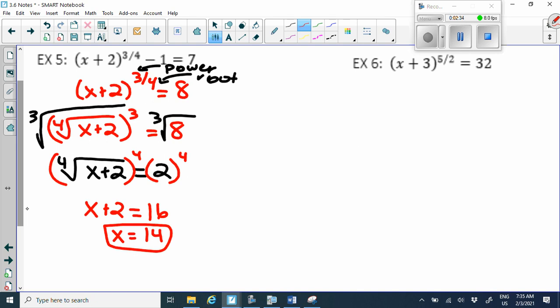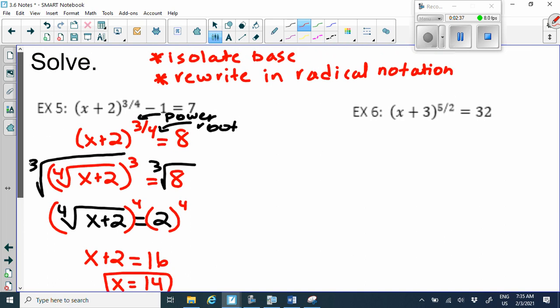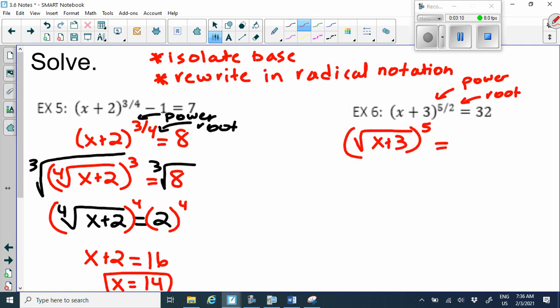Okay, let's see what you got. So first, let's make sure that our base is isolated. Well, yes, there's nothing in front of the x plus 3, and there's nothing behind it. So our base is isolated. That means we can rewrite this in radical notation. So 5 is going to be my power, and 2 is going to be my root. And once again, that whole thing is in parentheses, so I put it underneath. So I have square root of x plus 3, and that's going to be taken to the 5th power.